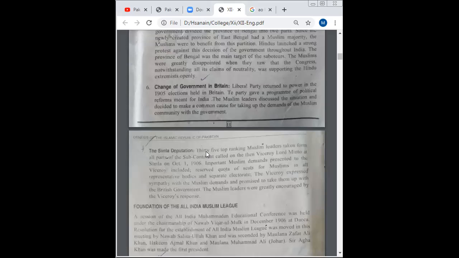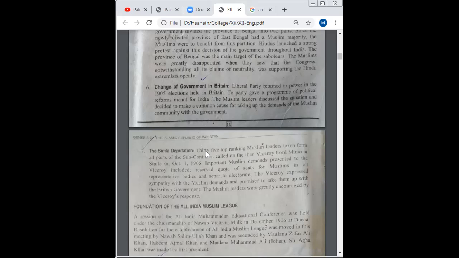The sixth point is the change of the government in Britain. The Liberal Party won the elections in Britain, which were held in 1905. And that party stated in its election manifesto that the people of the subcontinent would be empowered if the Liberal Party came into power.